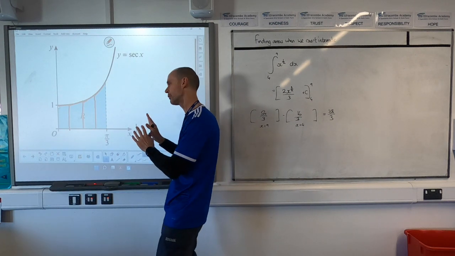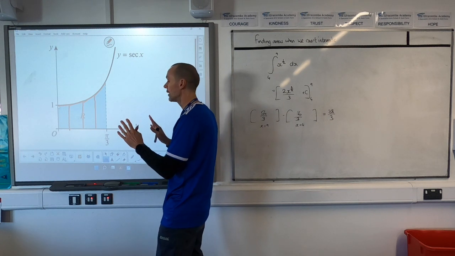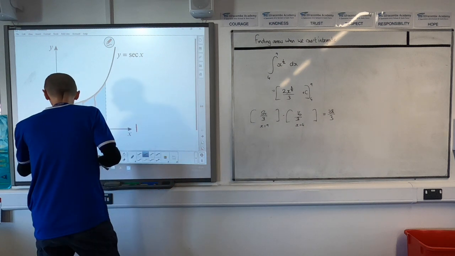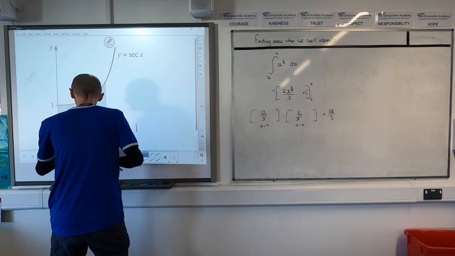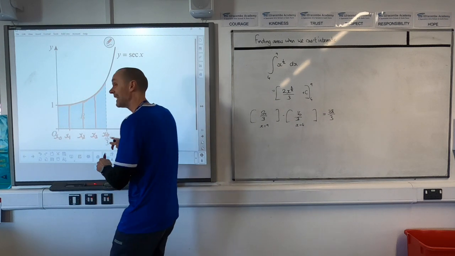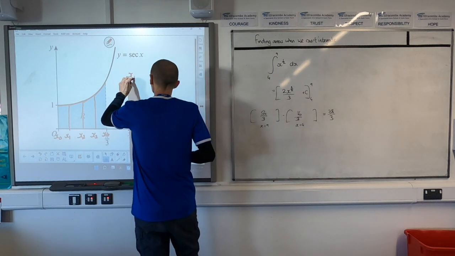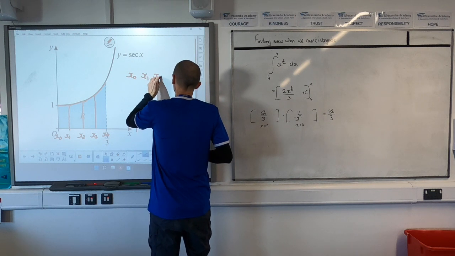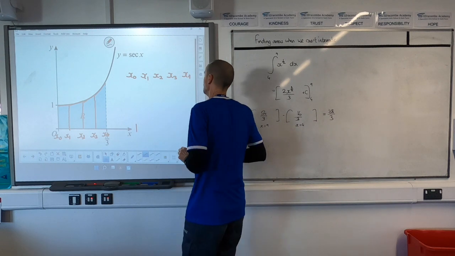Sorry, it doesn't have to be 4 trapeziums. I could use 3, but let's do 4. So what that means is that I've got my starting value of x. I've then got 4 more x values, the last of which is the end. So we call those x0, x1, x2, x3, and x4.